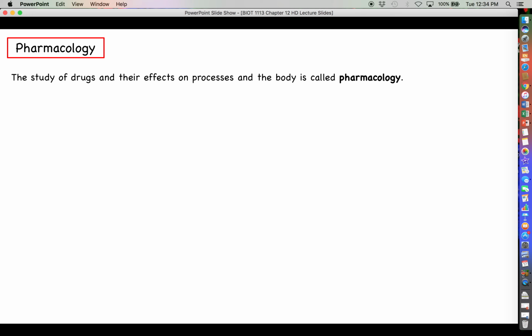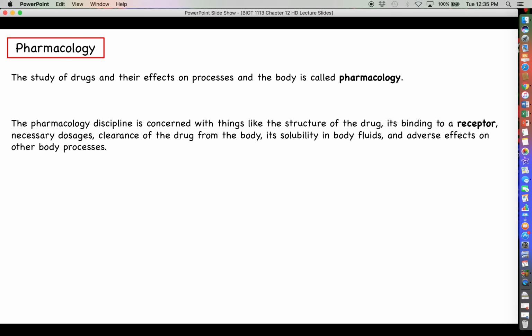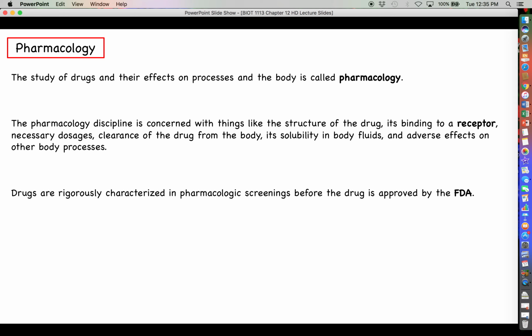So the study of actually looking at drugs and the effects they have on body processes and disease mechanisms, this whole discipline is called pharmacology. So pharmacology is concerned with things like not only the structure of the drug, how well or how tightly it binds to a specific receptor inside the body, determining the correct dosages, determining toxicity, clearance of the drug from the body, how soluble is it in blood and other bodily fluids. So those are the sorts of things that pharmacologists are concerned with.